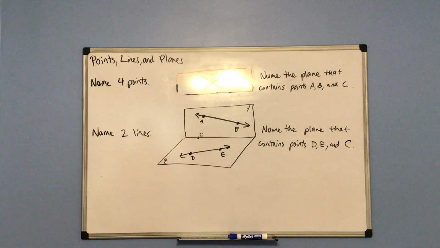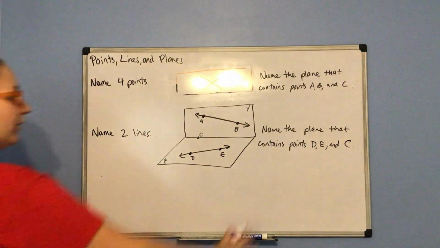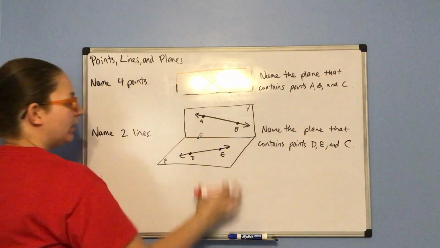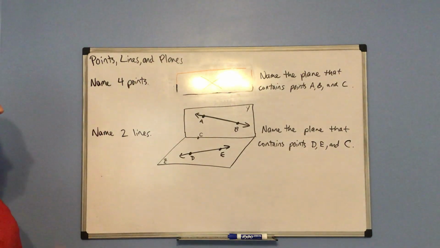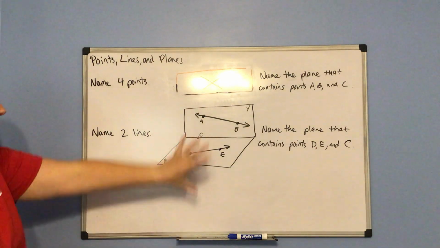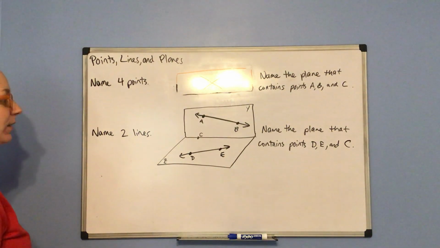Now we're going to pick up where we left off with just our basic vocabulary, and we are going to build on that and use a diagram or figure to answer some questions. So all of these questions I have written off to the sides here. We are going to use this picture or diagram that I have here. The first one says to name 4 points. We can pick any 4 points we see out of the picture.